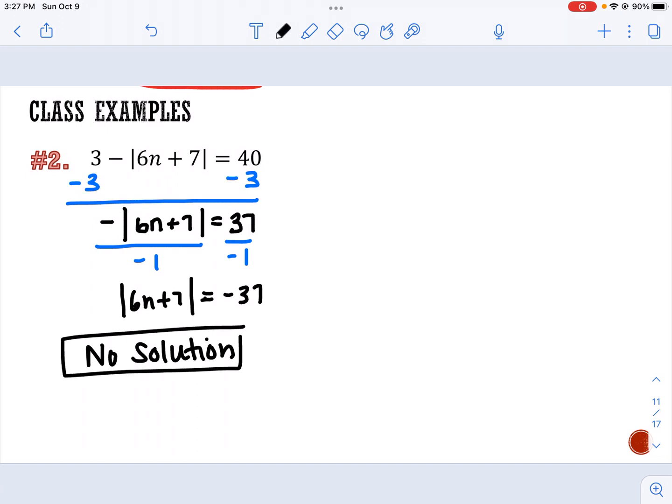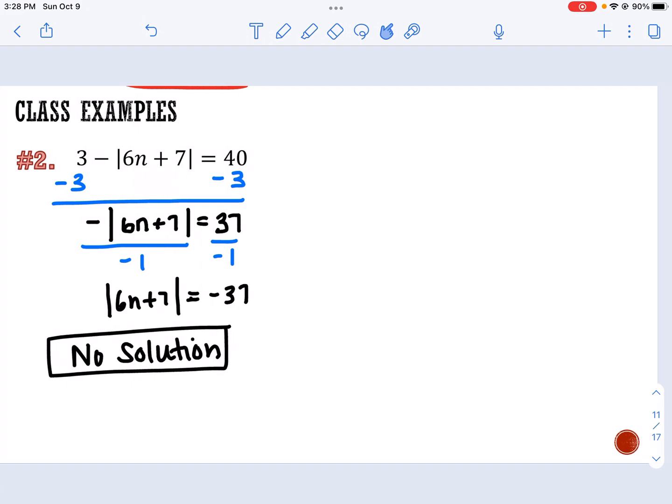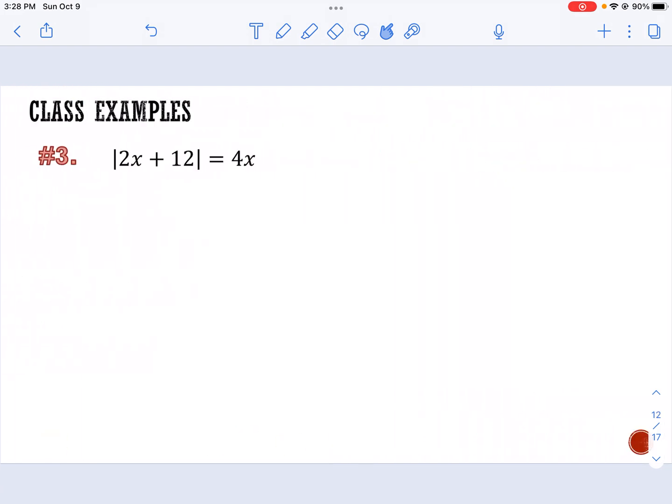Or no real solutions, actually. Okay? There's no value of n that will satisfy this equation. All right, so that's nice and easy, right? If we ever get the absolute value of something equal to a negative, we can stop, because absolute value can never be negative. All right, so now let's kick it up another notch.